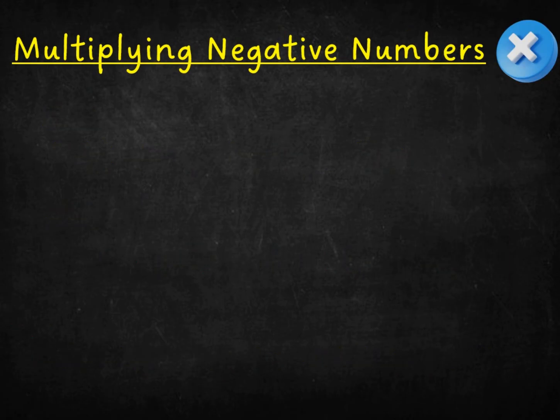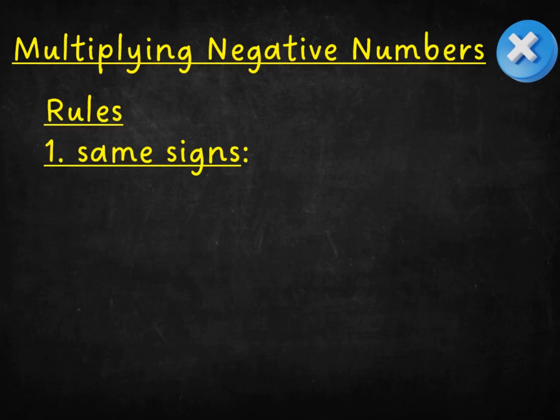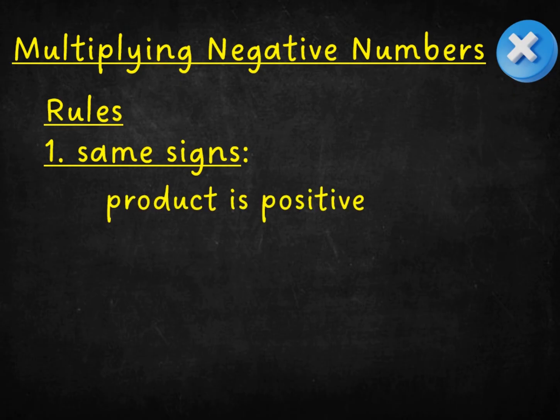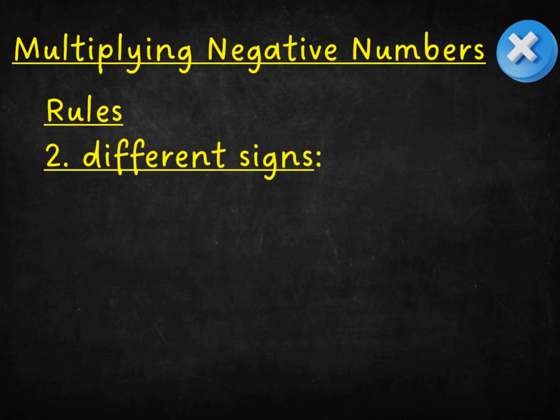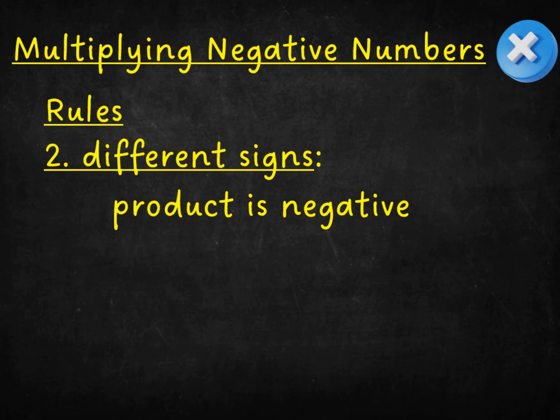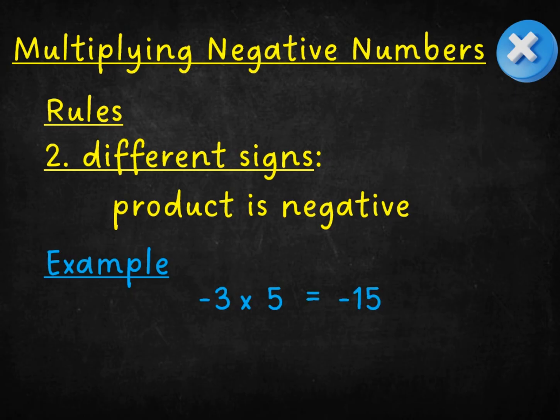Let's see multiplying negative numbers. Rules. If we have two numbers of the same signs, the product is positive. For example, -3 times -5, the product is +15. Rule number 2. If we have different signs, the product is negative. For example, -3 times 5, the product is -15.